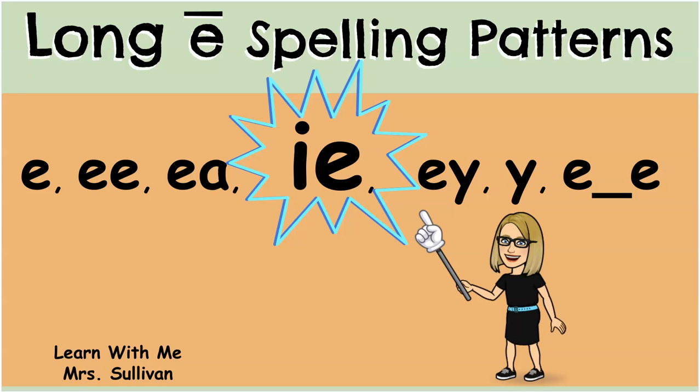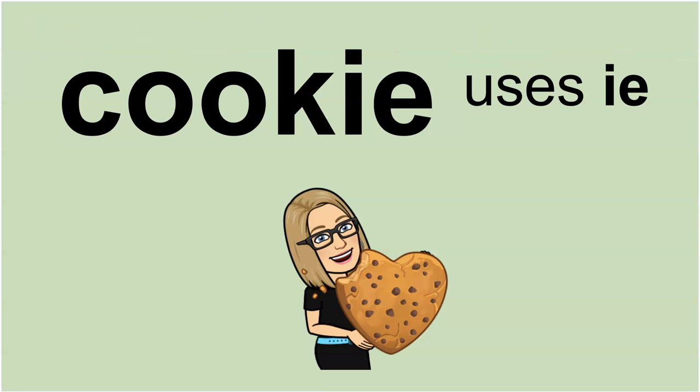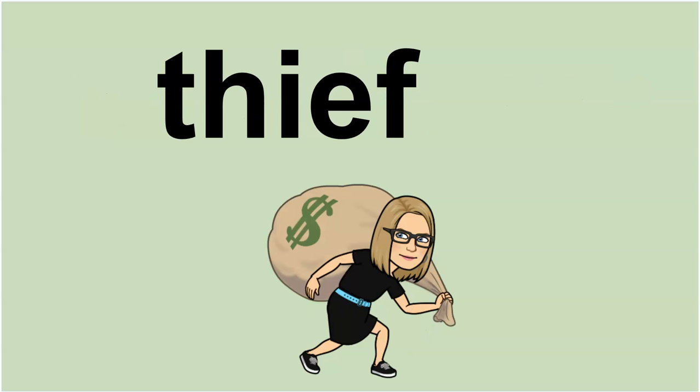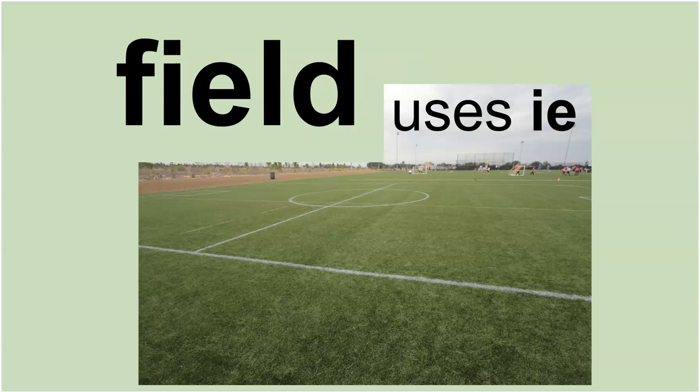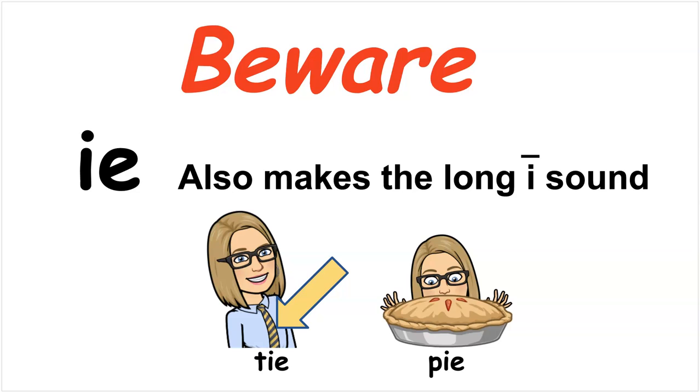I-E to make the long E sound is the next spelling pattern we're going to look at. And we see it in words like cookie uses I-E, as does thief. Field uses I-E, and so does shield. But beware! I-E also makes the long I sound, like in tie and pie. Tricky again.